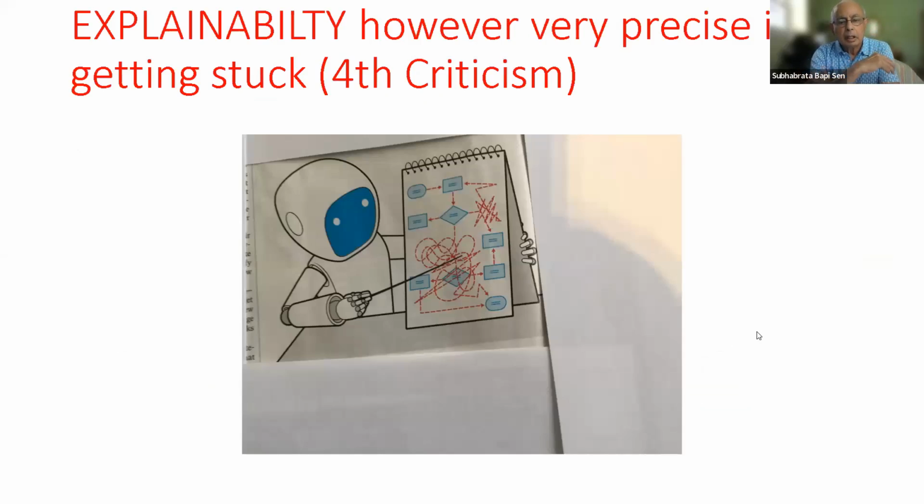The fourth criticism is explainability. Explainability, however precise, is getting stuck. You try to explain by a flow chart, and then you get into a spaghetti thing, and the explainability cannot be understood, which is the fourth criticism of AI.